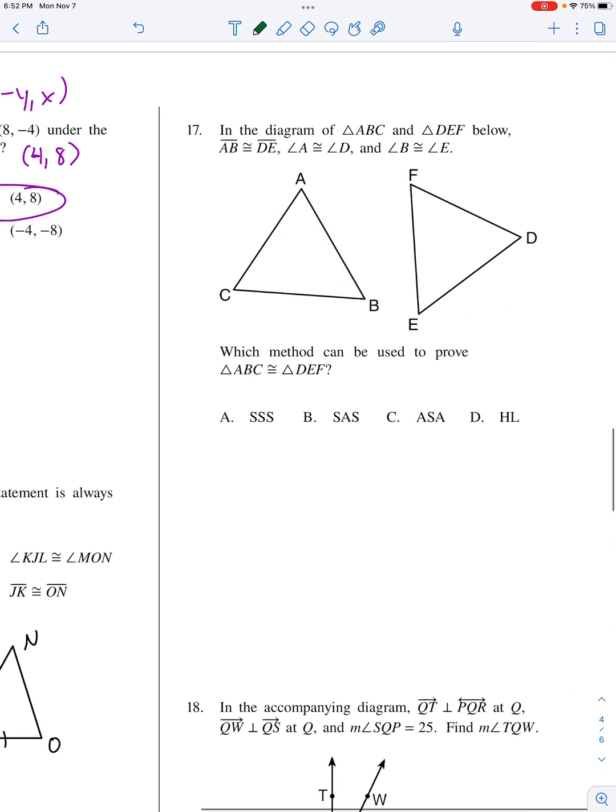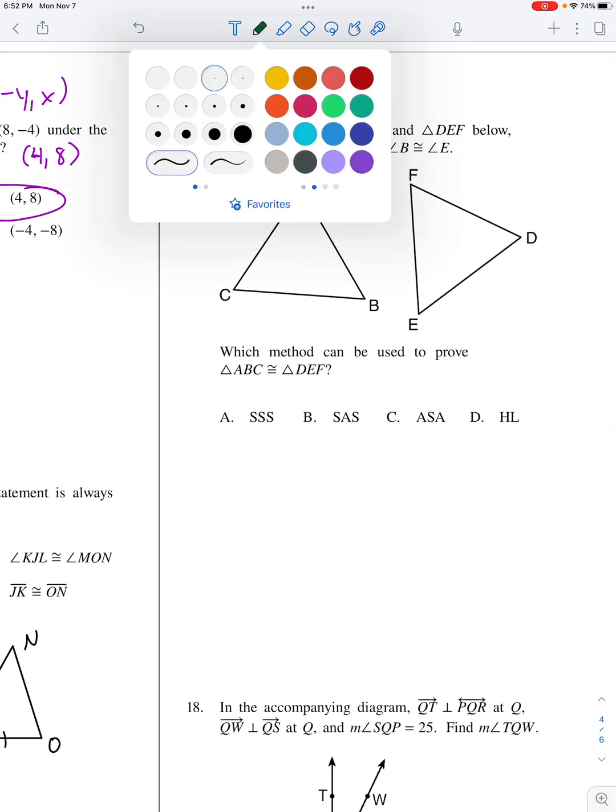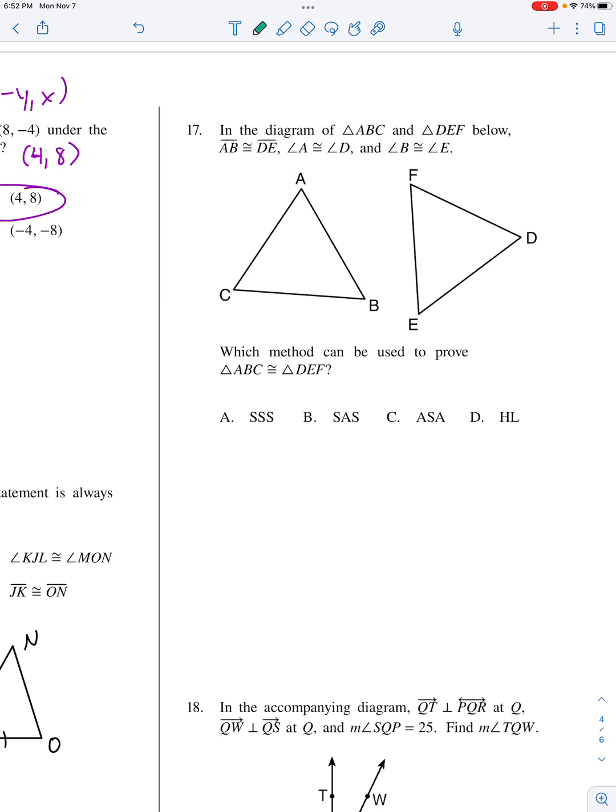All right, for 17, they tell you that AB is equal to DE, so mark them equal, and they give you equal angles, A and D, B and E. As you can see, it's marked ASA.